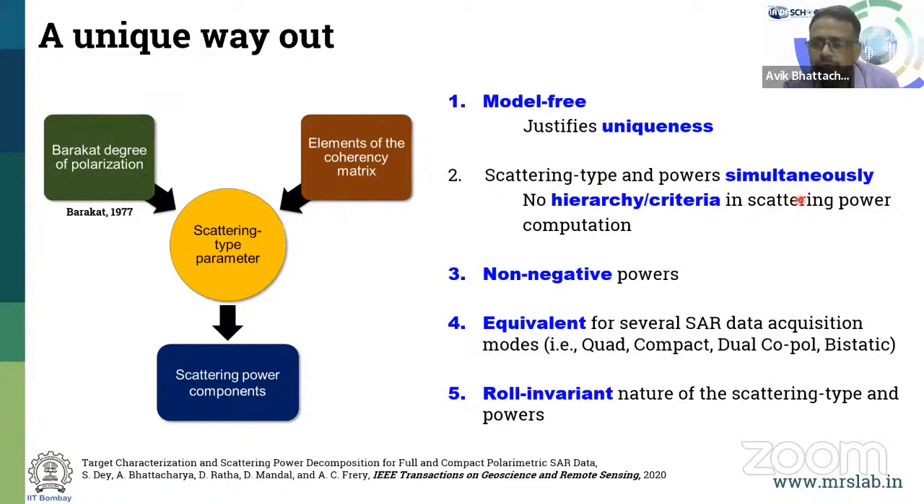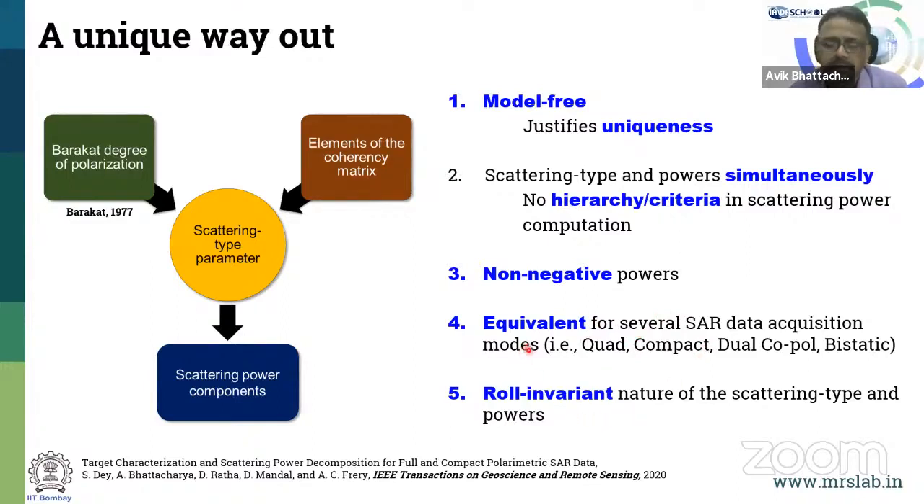So not that you have to find out powers using a model-based method and then come to another method to find out the scattering powers. You are not going from one methodology to another methodology to find out mechanism and power. It can be done seamlessly in one method. It does everything. There is no hierarchy and there are no criteria such as those followed in model-based decomposition. If you see the literature, there are many conditions, hierarchies and criteria utilized for computation of powers. Here we are devoid of all these things. There is no negative power, which is a main problem in model-based decomposition.